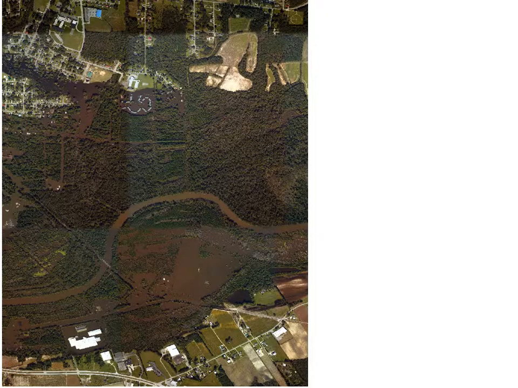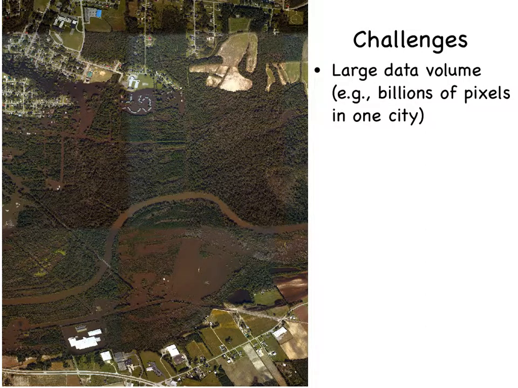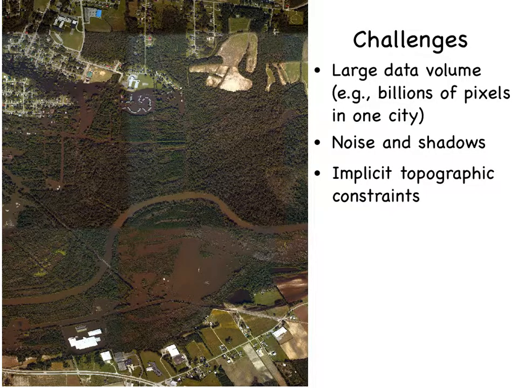On the left is the sample imagery collected by NOAA National Geodetic Survey during Hurricane Mathew in 2016. And there are several challenges here. First, the data volume is large. There are billions of pixels in only one city for high-resolution imagery. Second, there are rich noise and shadows in the image. Third, floodwater locations follow implicit topographic constraints. Due to gravity, water flows from high locations to nearby lower locations.